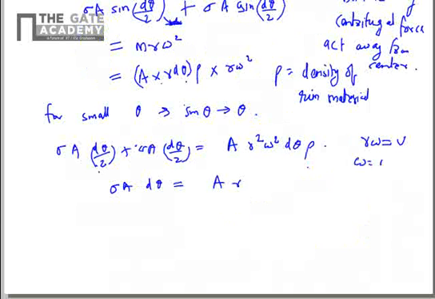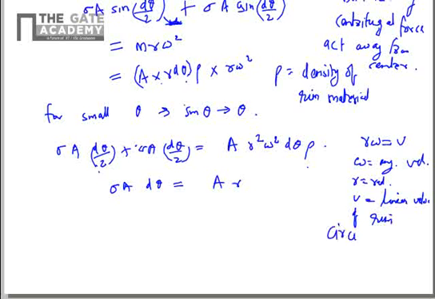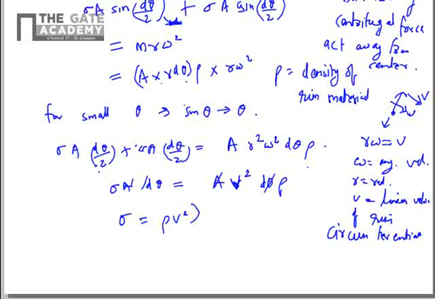So omega is angular velocity, r is radius, so v is linear velocity of rim, or the circumferential velocity in this case. Because r omega is equal to v, here you will replace r square omega square by v square d theta rho. D theta will get cancelled out, a will also get cancelled out on both sides, and you get stress is equal to rho v square.